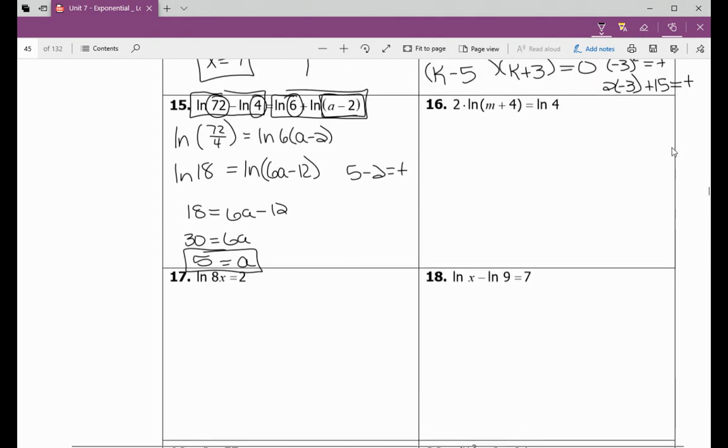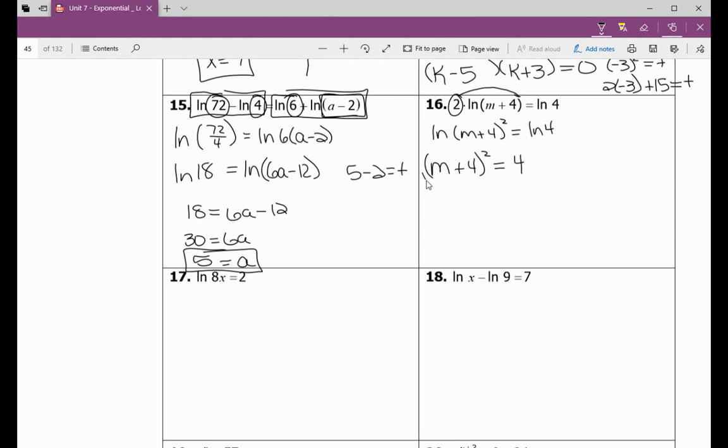All right, so for number 16, I do have a power, so I'm going to have to deal with that power. So I've got natural log of m plus 4 squared. I move that 2 by using my power property, equals natural log of 4. Once I do this, I can drop the logarithms. So I'm going to have m plus 4 squared equals 4. Now I have a couple of options here, and we haven't seen it done this way.